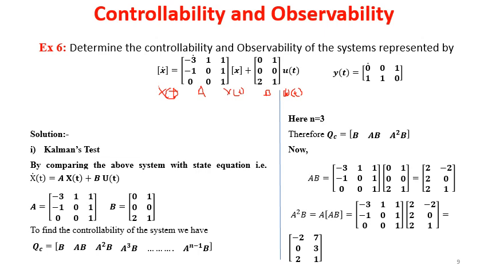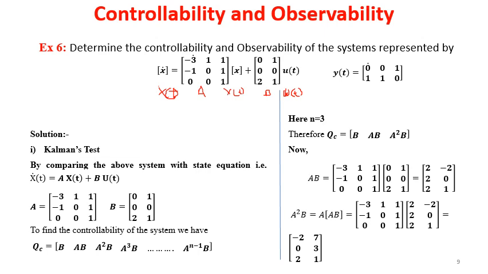Next, to find the controllability of the system, we have Qc equal to B, AB, A squared B, until A to the power n minus 1 B. Here A is a matrix of order n by n, where n is equal to 3, that is a 3 by 3 matrix. Hence we should stop at Qc equal to B, AB, A squared B.